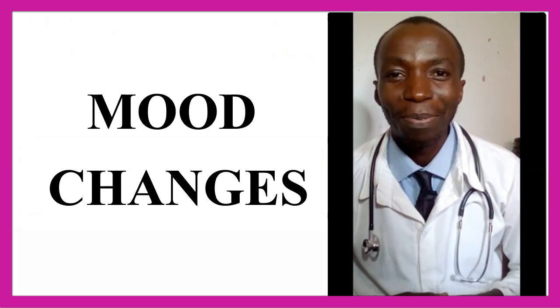So in both cases there are mood changes, but the difference is that in premenstrual syndrome the mood changes stop immediately a woman sees her periods, whereas in pregnancy the mood changes do not stop. They just keep increasing, but normally they do not last for a long time. They keep alternating. Thank you. We shall move to our next point.